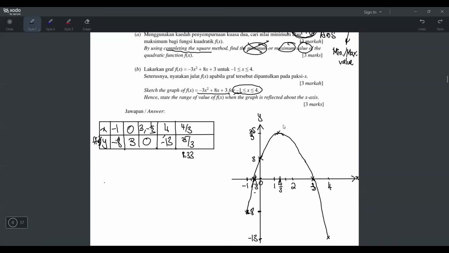Okay. Now I can write the equation. f(x) equals negative 3x squared plus 8x plus 3, and that's all. That's how you sketch. Okay, now for the next part, state the range of values of f(x) when the graph is reflected about the x-axis. Okay, when it reflects, the graph will look something like this.